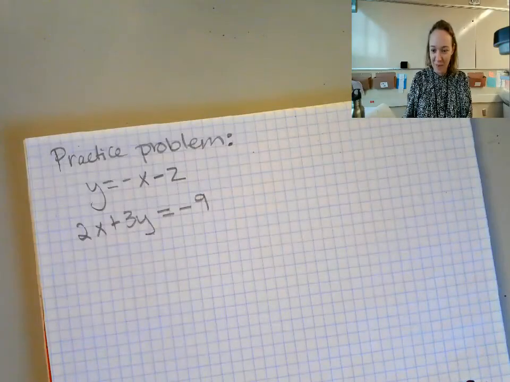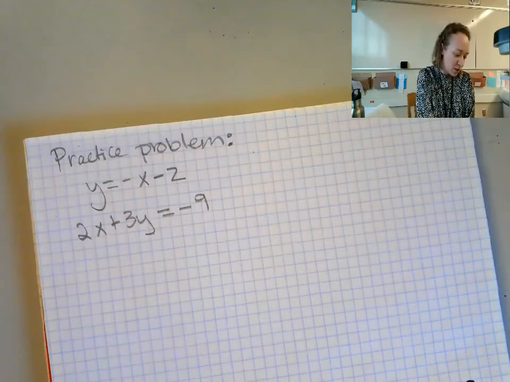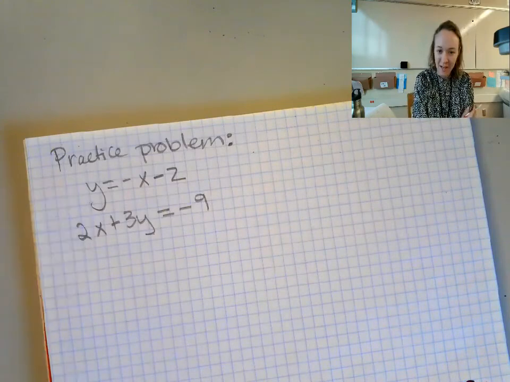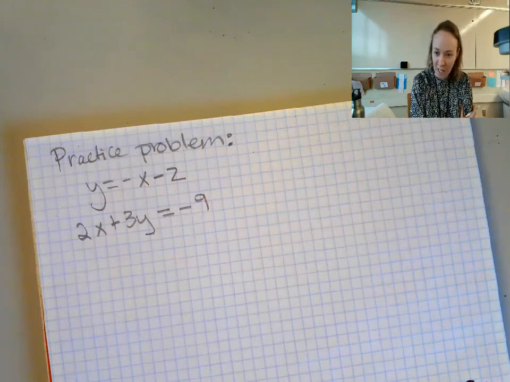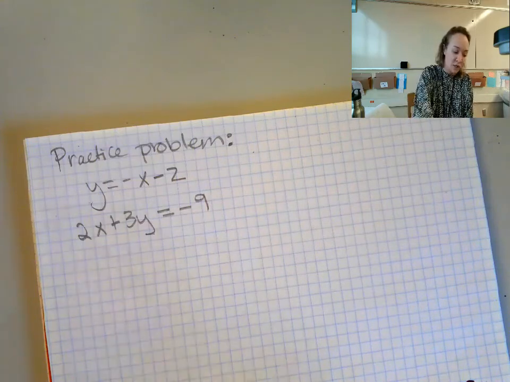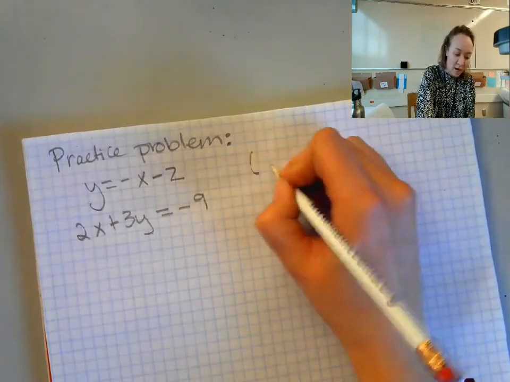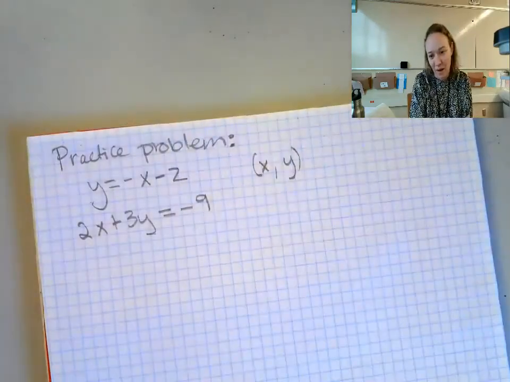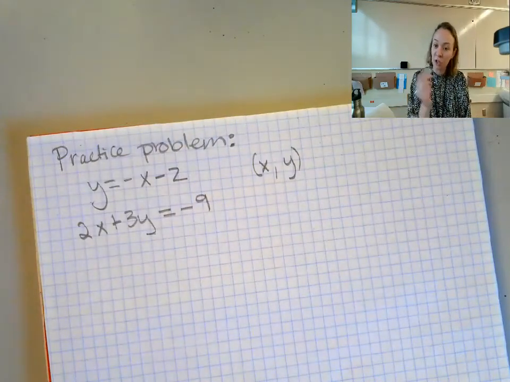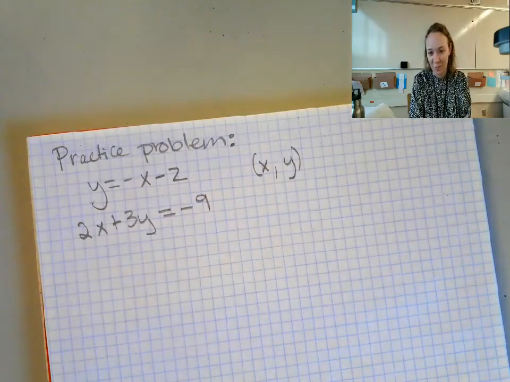Alright, for your practice problem today, you are going to solve the system y equals negative x minus 2 and 2x plus 3y equals negative 9. Be sure to give me your answer as a coordinate pair. So you need to find both the x and the y for your answer, and make sure to plug it back in to check it with the other equation. Okay?